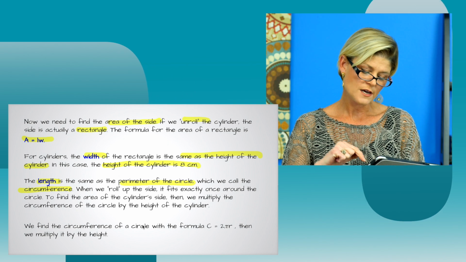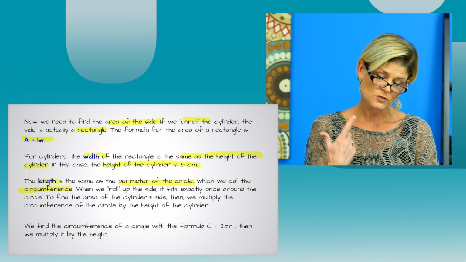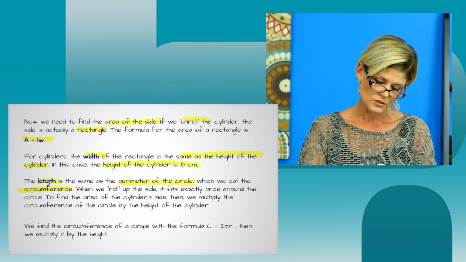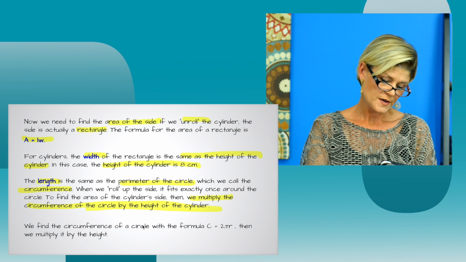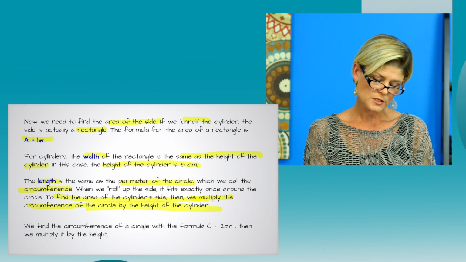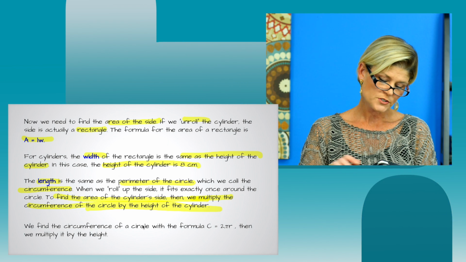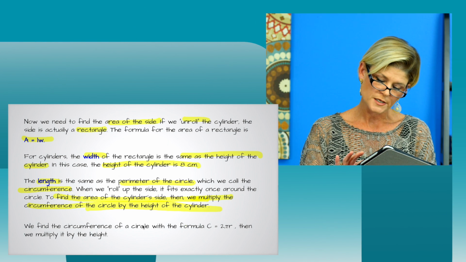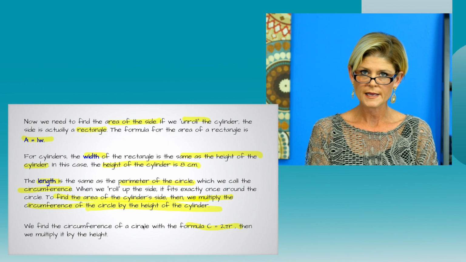So to find the area of a cylinder's side then, we multiply the circumference of the circle by the height of the cylinder. I'm going to highlight that too. You might want to write that down. To find the area of the cylinder's side, we multiply the circumference of the circle by the height of the cylinder. So we find the circumference of a circle, remember, with the formula circumference equals 2 pi r, and then we multiply it by the height.